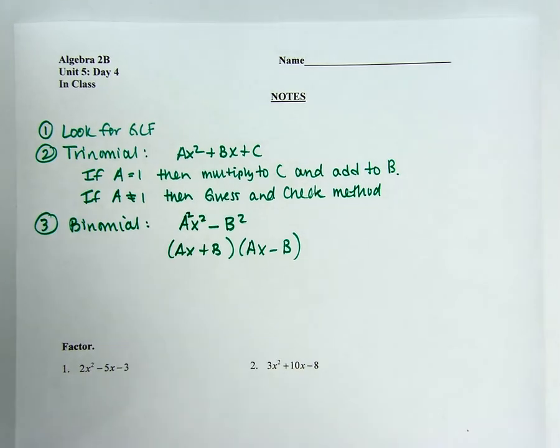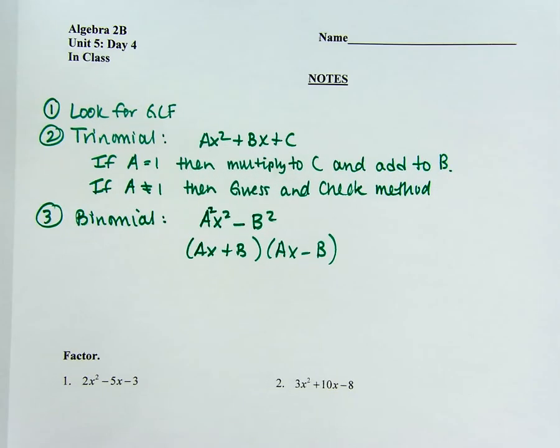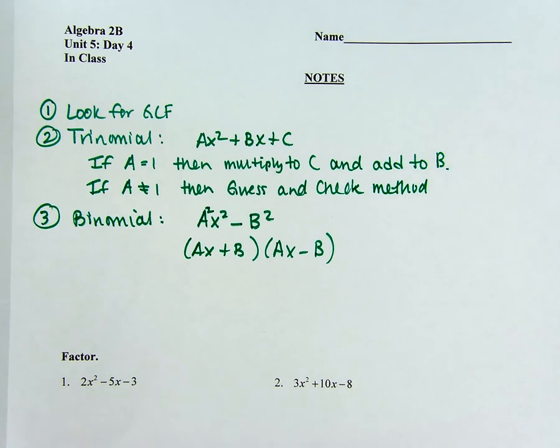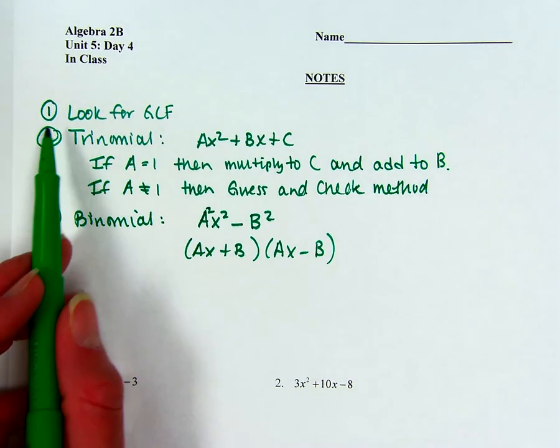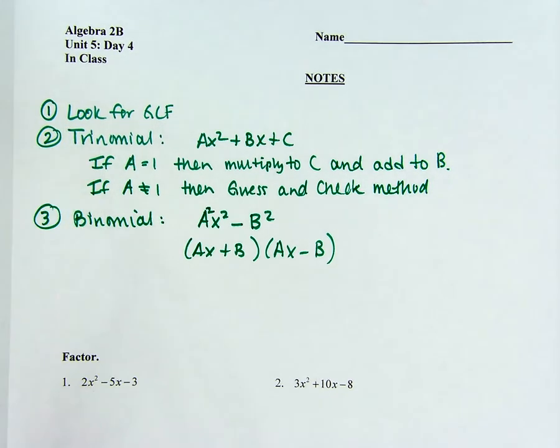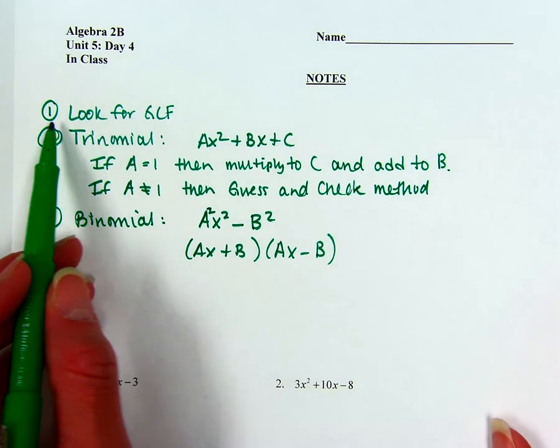Alright, so today we're going to continue with factoring. Remember from yesterday, we always looked for a GCF to divide all the terms by. I don't think that you'll actually have any that have a greatest common factor, but we should be looking for that. I think later on in this chapter we'll have sort of a mix and match of types of factoring problems where you'll have to do every type of factoring that we've done so far. So we're going to look for a GCF.